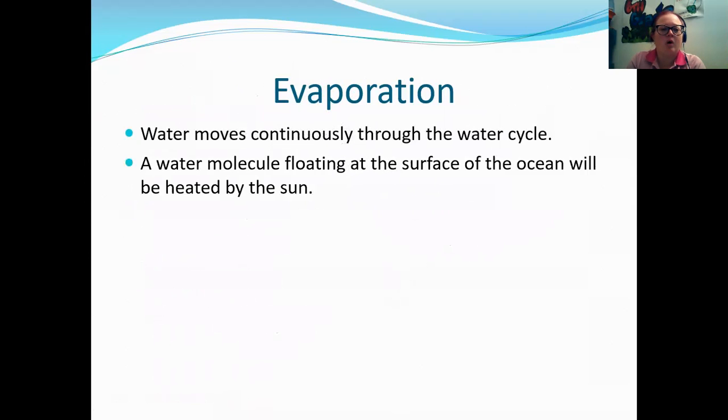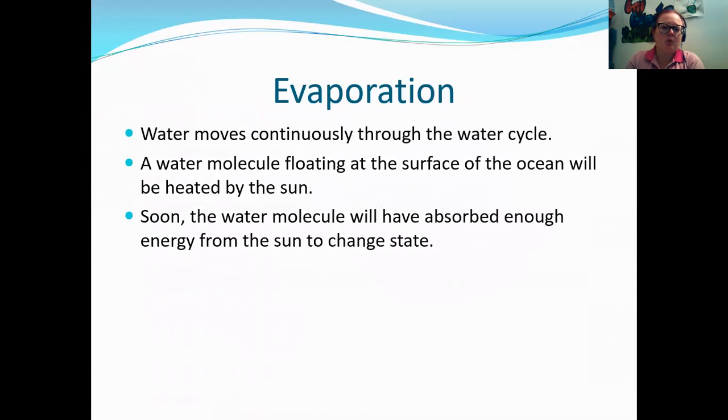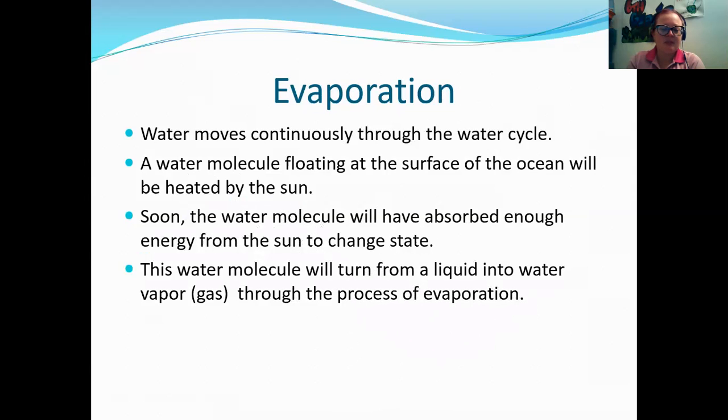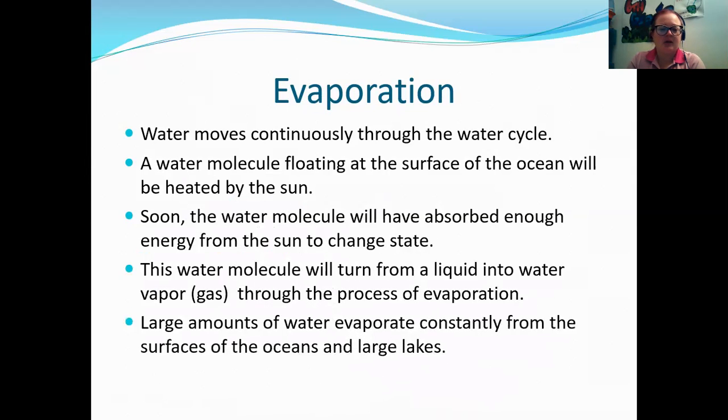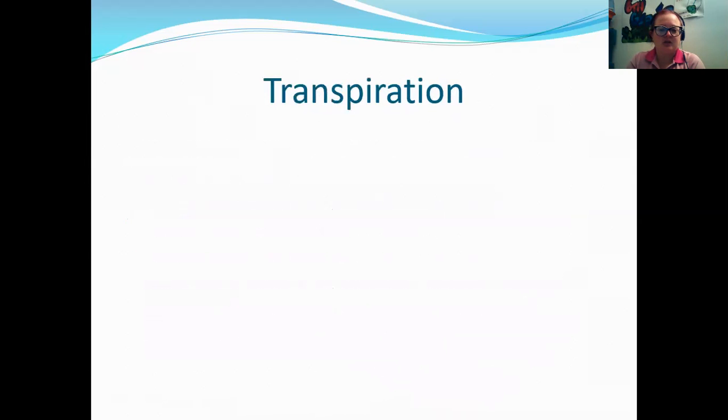A water molecule floating at the surface of the ocean will be heated by the sun. Soon the water molecule will have absorbed enough energy from the sun to change state. This water molecule will turn from a liquid into a vapor or gas through the process of evaporation. Large amounts of water evaporate constantly from the surface of the oceans and large lakes.